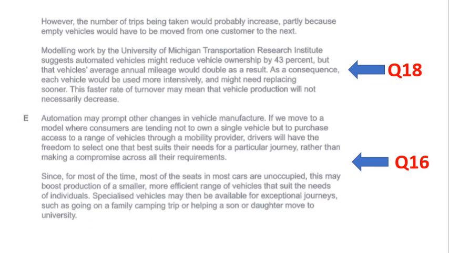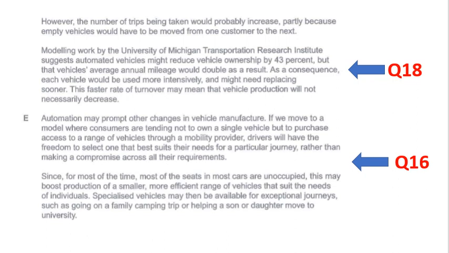Automation may prompt other changes in vehicle manufacture. So because of automation, there are other changes in vehicle manufacture. What are they? If we move to a model where consumers are tending not to own a single vehicle but to purchase access through a range of vehicles through a mobility provider, drivers will have the freedom to select. Select is nothing but choose. So drivers can choose the one that best suits their needs for a particular journey. That means if I want to go on a journey or a trip, I will choose the vehicle accordingly.